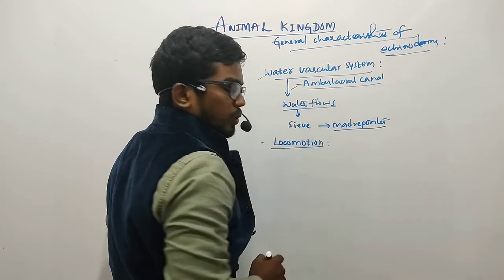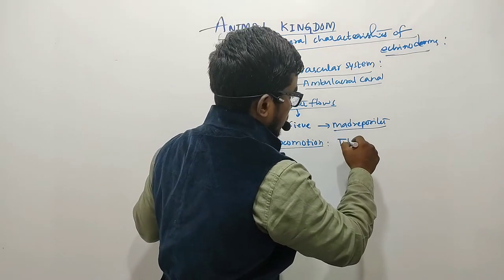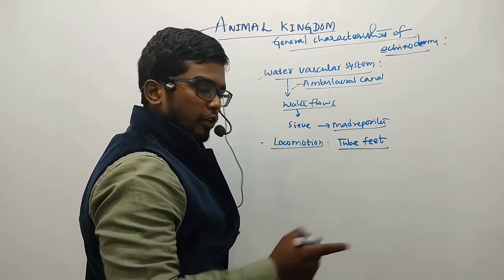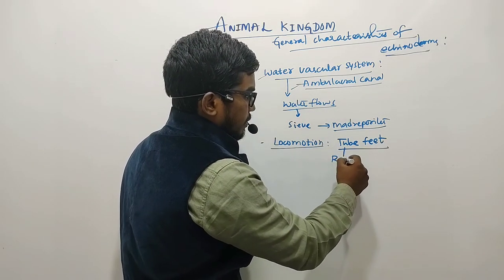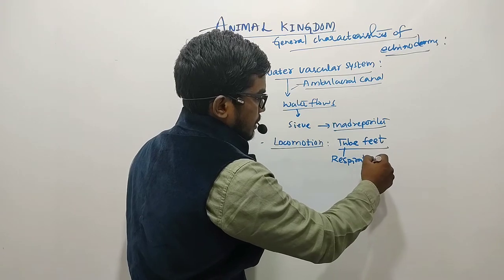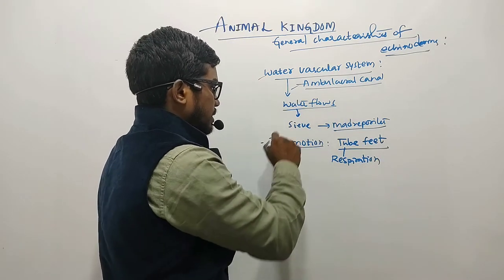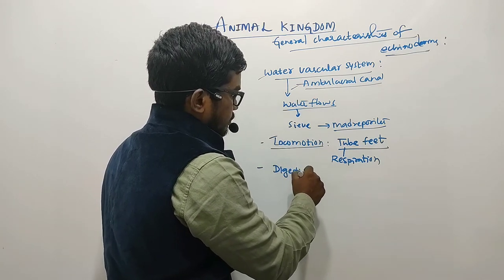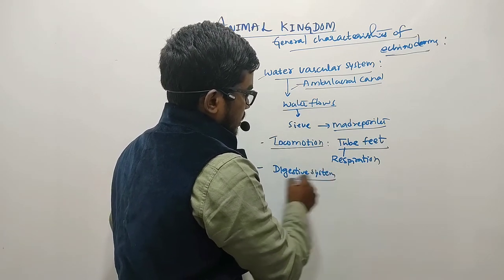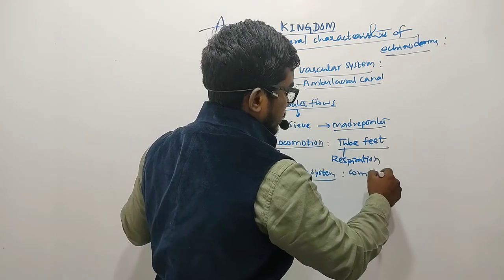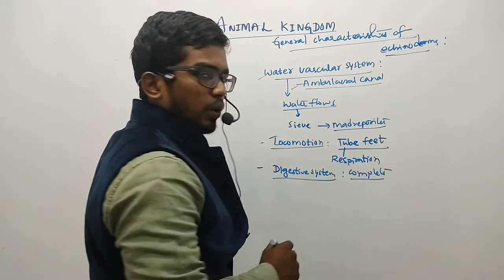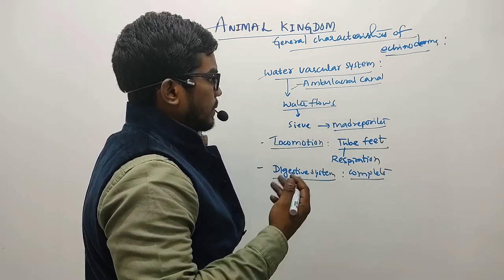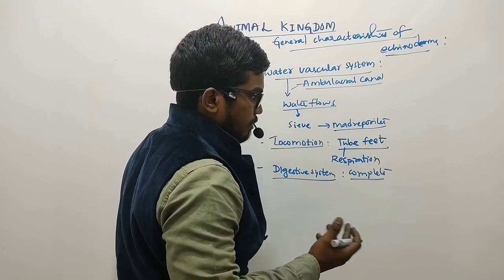Here, the locomotion is through the organs called tube feet. Not only in locomotion, tube feet are also important for respiration as well. It is just a part of respiration, but the major function is locomotion. Then we have the digestive system. It is complete, with an oral and aboral surface. The oral surface has the mouth, and the aboral surface generally has the other openings for the elimination of waste.